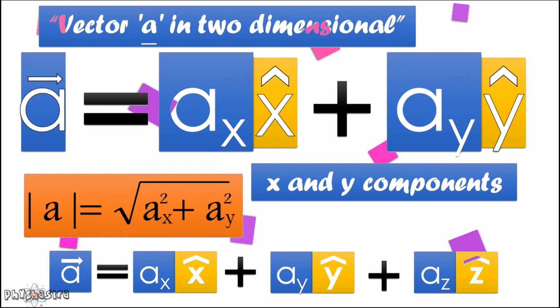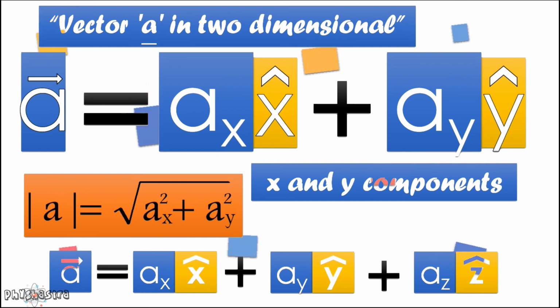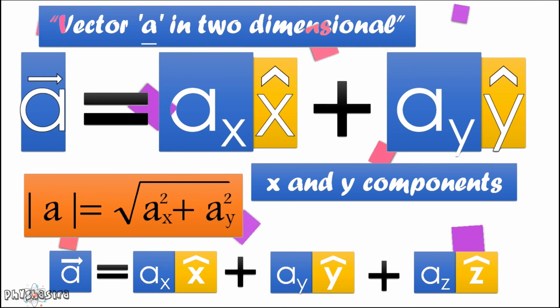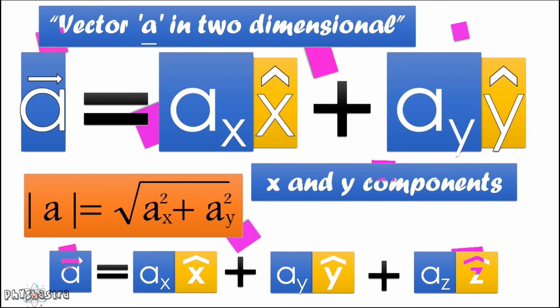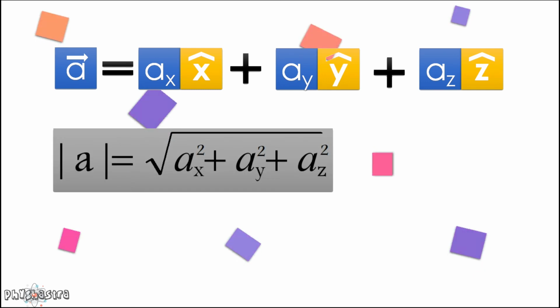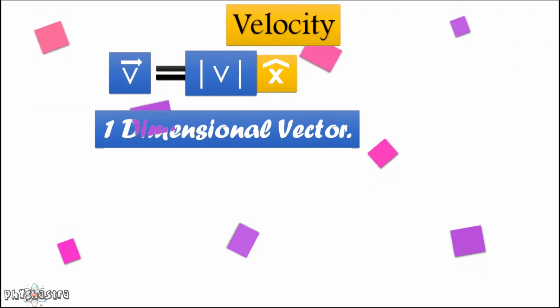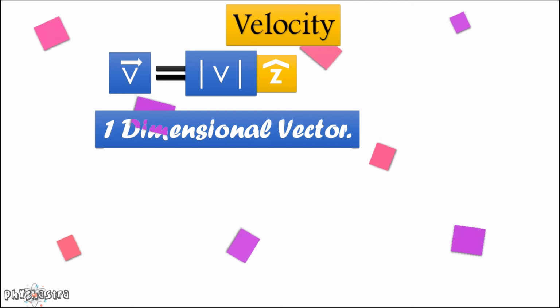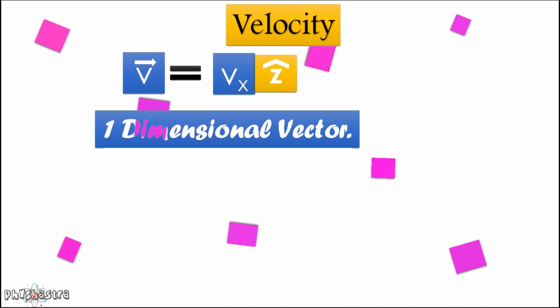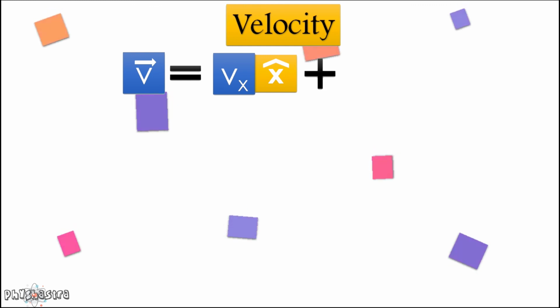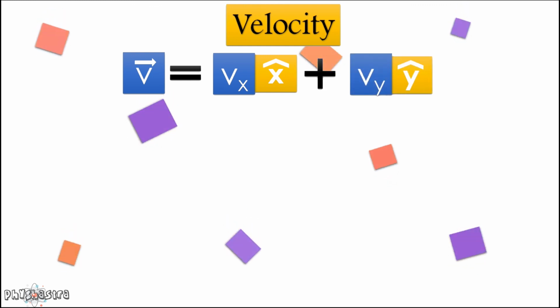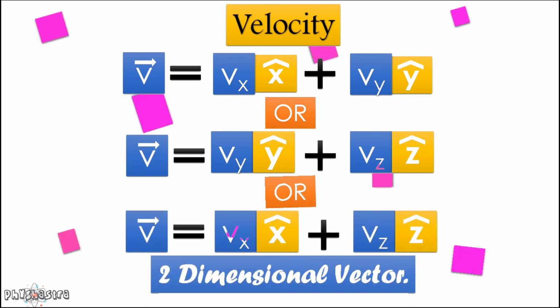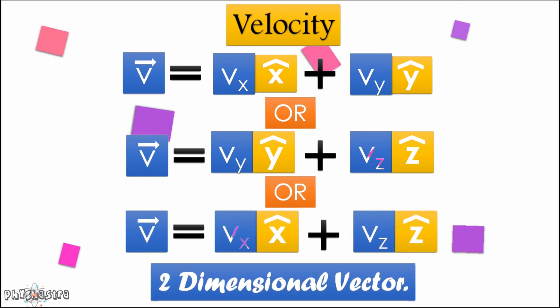We can represent the three-dimensional vector as vector A equals A sub x, x cap, plus A sub y, y cap, plus A sub z, z cap. And the magnitude of A is the square root of Ax squared plus Ay squared plus Az squared. For example, for one dimension, velocity is represented as v equals mod of v times x cap or y cap or z cap. For two dimensions, the vector is represented as v equals v sub x, x cap plus v sub y, y cap, or any of the following cases, depending upon the problem or situation. Similarly, the acceleration is also represented this way.